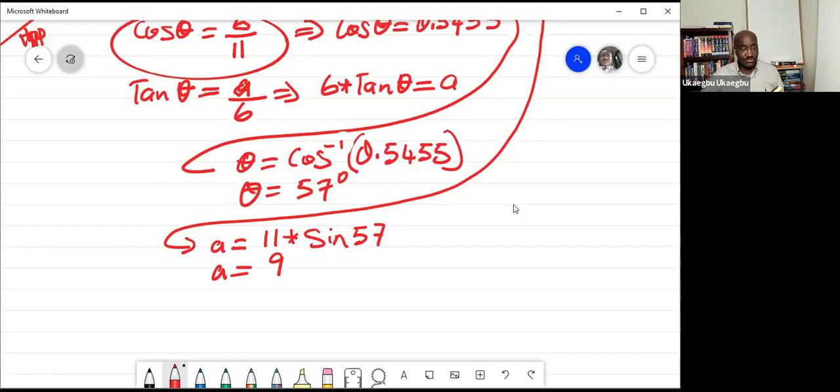Using the same angle, let's try this other one. This one, and see, we should get the same value 9 as well, but let's try it.